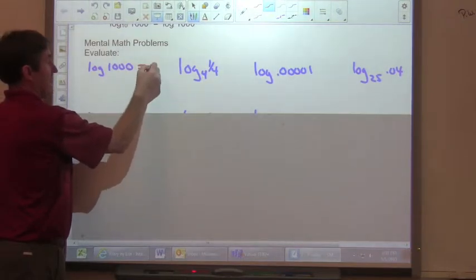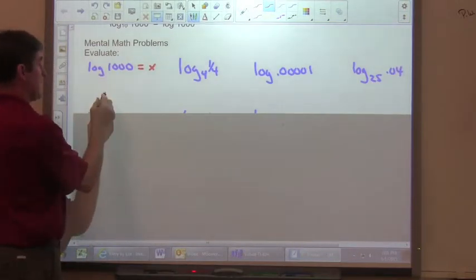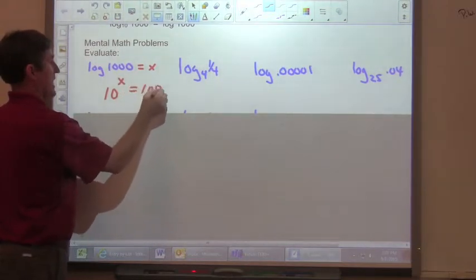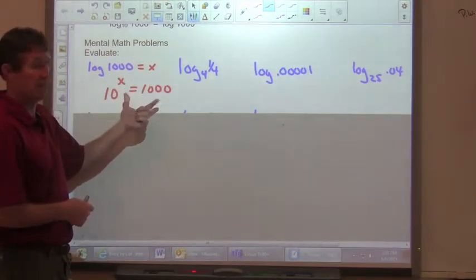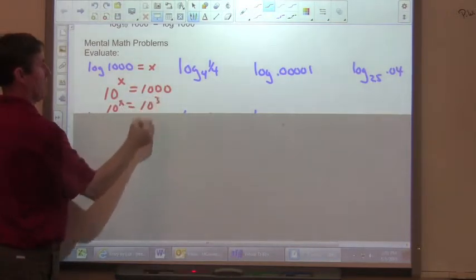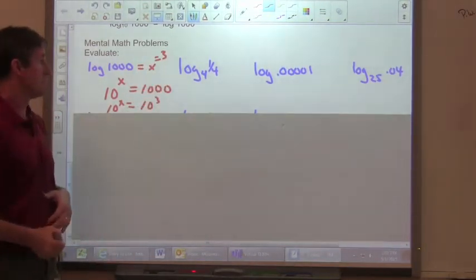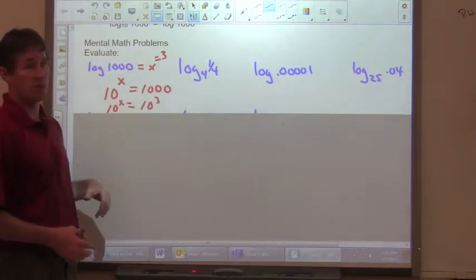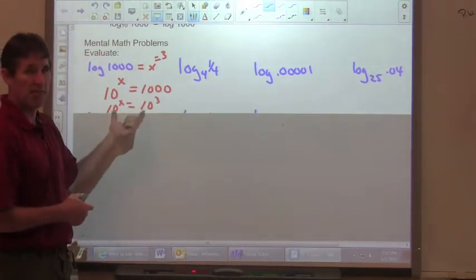And so we want to find out what that equals. So what we're going to do is change it to exponential form. So our base is 10, our exponent is x, and that equals 1,000. And so now what we want to do is try and write these with the same base. So I'm going to change 1,000 into 10 to the third power. And so now we know that x is equal to 3. Because if the bases are the same, the only way they can be equal is if the exponents are the same. So on all of this, what we're going to try and do from now on in these problems is try and write these with the same base.